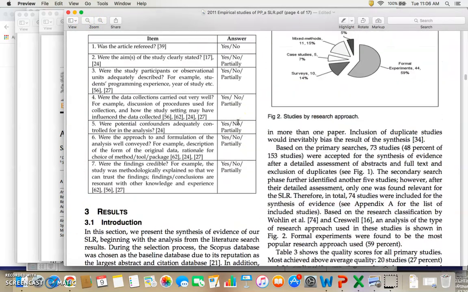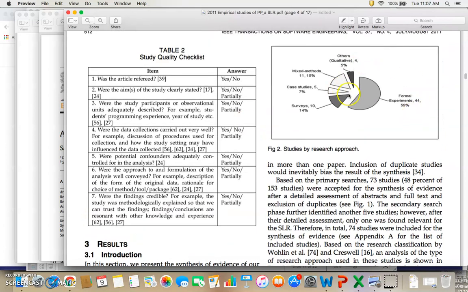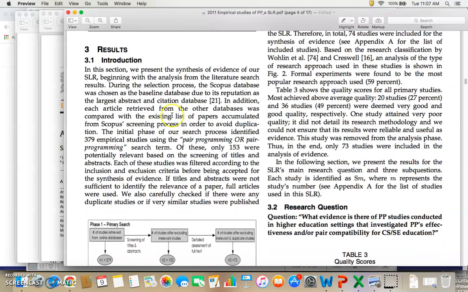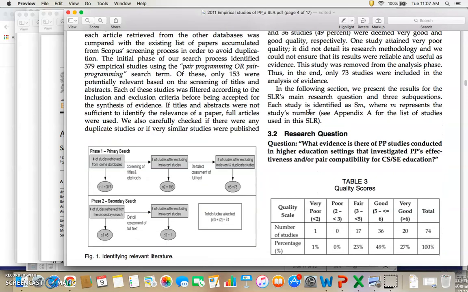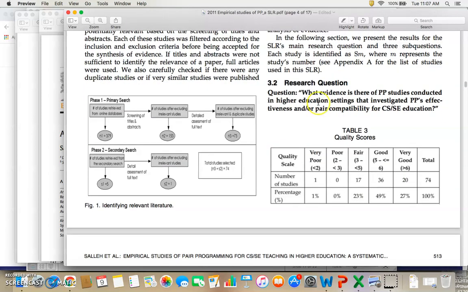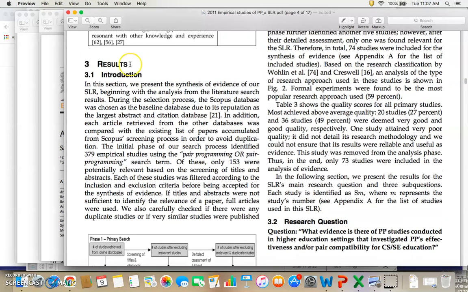Okay, so this is telling, from the 74 studies, how many performed formal experiments. I found that the majority perform experiments, 59%, and the rest are doing surveys, case studies, mixed methods, and other qualitative techniques. So basically this result tells a brief demographics about the studies. And then this is where I provide the synthesis of evidence, in the results section, section 3.2.